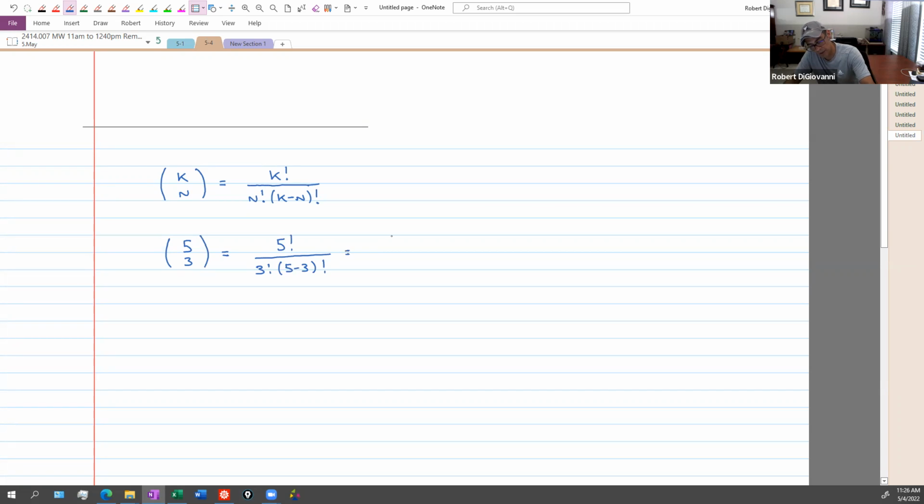Let's just figure out what this would be. This is 5 times 4 times 3 times 2 times 1 over 3 times 2 times 1 times 2 times 1. Right, so 5 factorial is that, 3 factorial is this, 5 minus 3 is 2, right? 2 factorial is 2 times 1. Understand? So this just turns out to be, let's see, 3 times 2 times 1, that's all gone. And then I get on top 20, 5 times 4. On the bottom, I get 2. So this is 10.